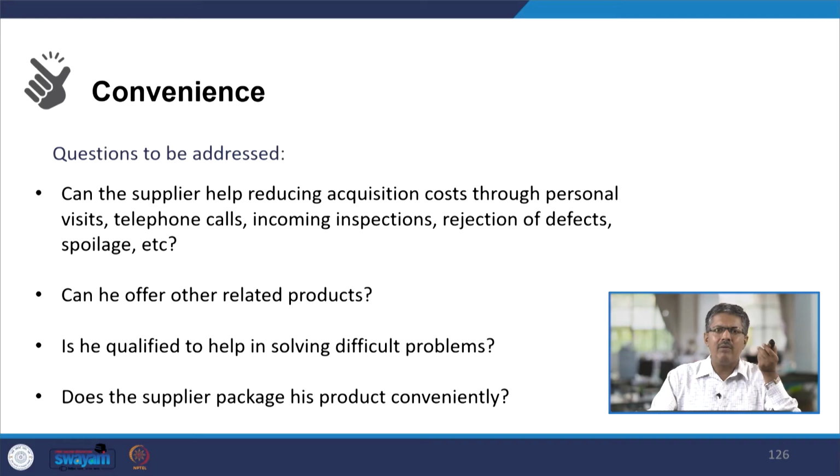When you talk about convenience, you talk about how the supplier can reduce acquisition cost through personal visits, telephonic calls, incoming inspections or rejection of defects, spoilage, right. Can he offer other related products, is he qualified to help in solving difficult problems, that means can he help us in solving difficult problems, does the supplier package his product conveniently. So, these are few things that you look at when you talk about convenience, right.